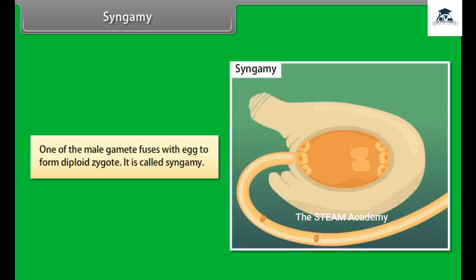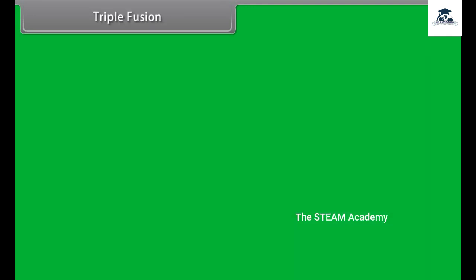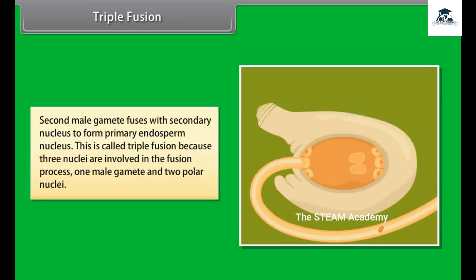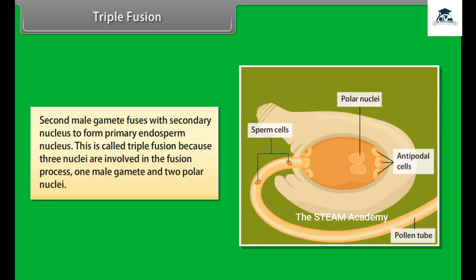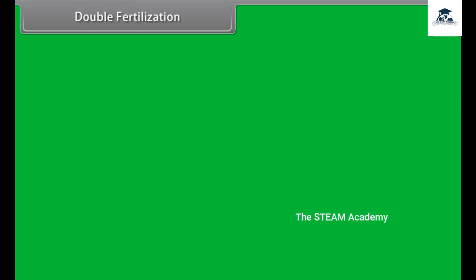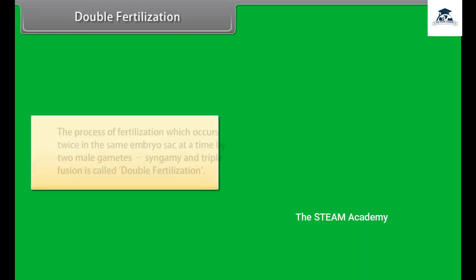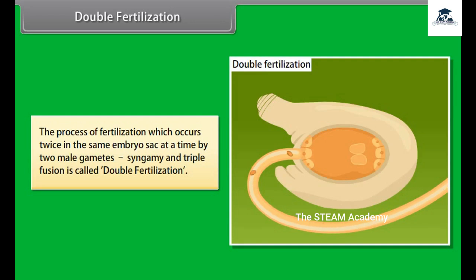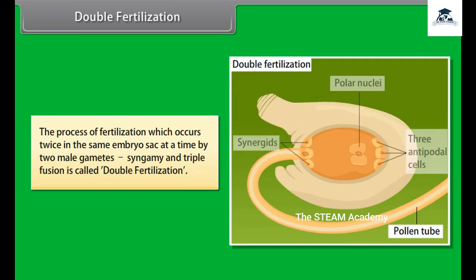Syngamy. One of the male gametes fuses with egg to form diploid zygote. It is called syngamy. Triple fusion. Second male gamete fuses with secondary nucleus to form primary endosperm nucleus. This is called triple fusion because three nuclei are involved in the fusion process: one male gamete and two polar nuclei. Double fertilization. The process of fertilization, which occurs twice in the same embryo sac at a time by two male gametes, syngamy and triple fusion, is called double fertilization.